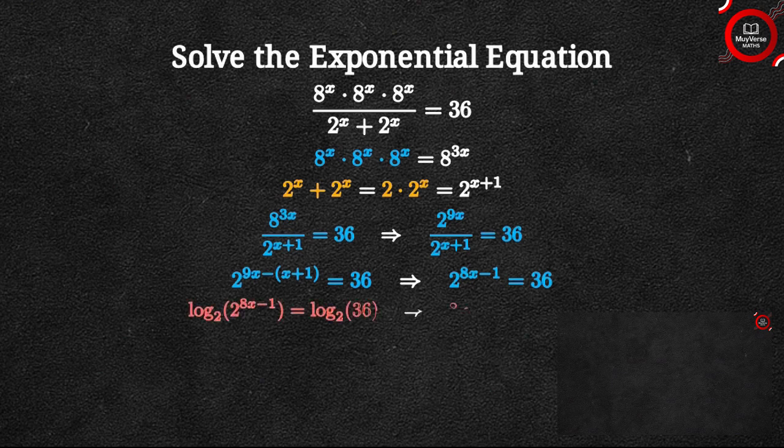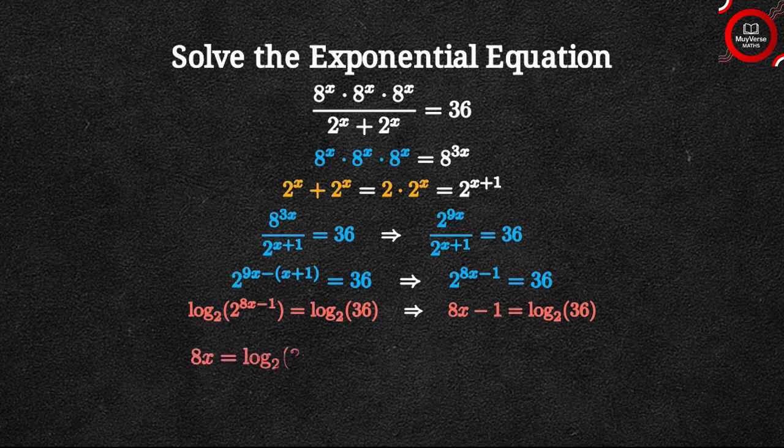Take log base 2 of both sides. The exponent comes down. Now isolate x. Add 1 to both sides. Then divide by 8.